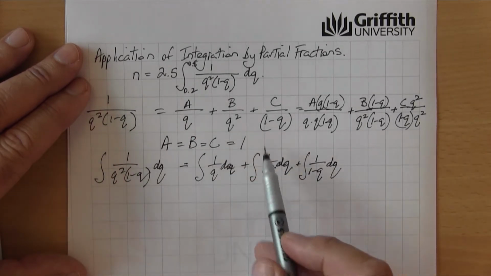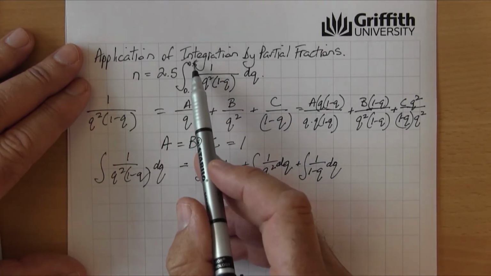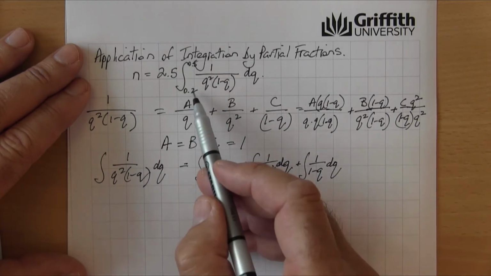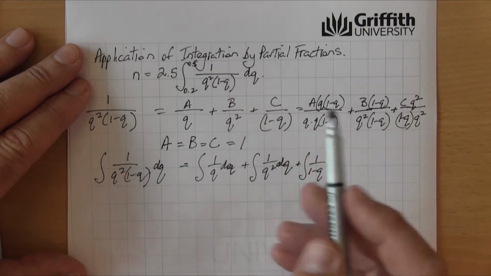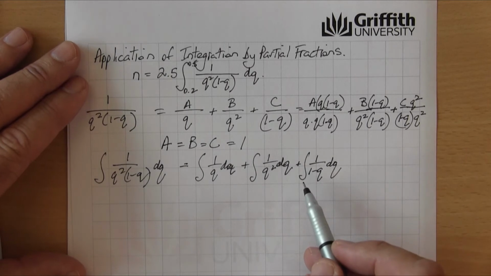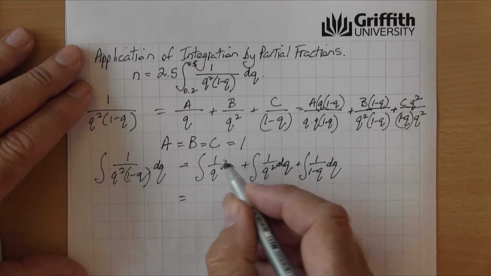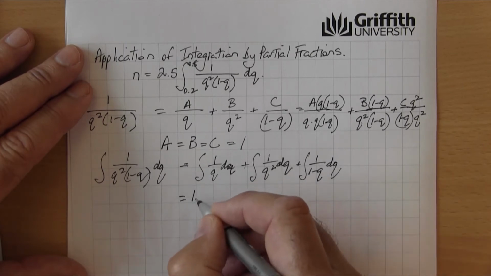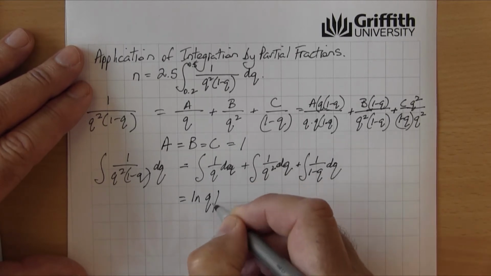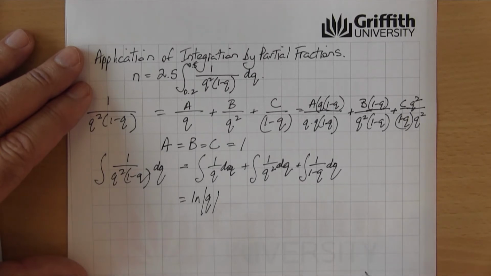And I'm not so much interested at this stage, I just want to get the limits of 0.2 and 0.5. I'm just going to find out what this integral is first. Now the first one's straightforward. 1 on q is just ln of q. We'll do the absolute value of that.